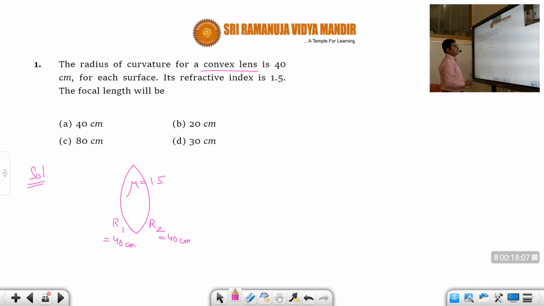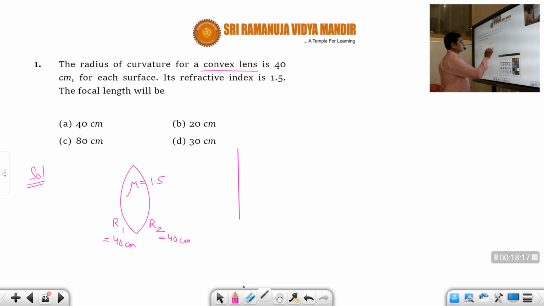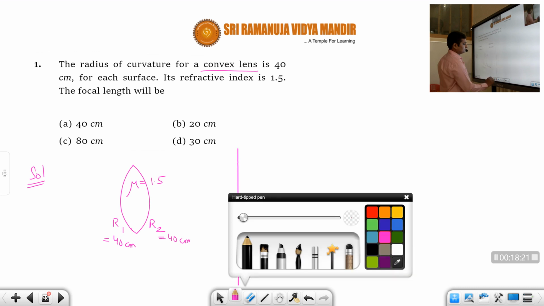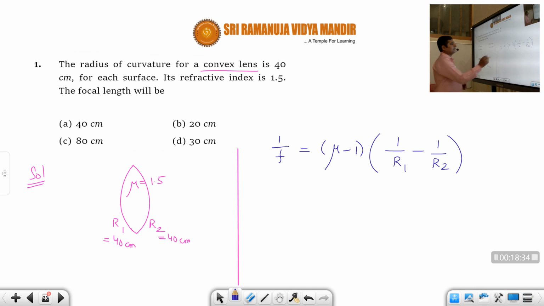Okay, students. Now what is the focal length? We know the lens maker's formula. What is the lens maker's formula, students? According to the lens maker's formula, 1 by f is equal to mu minus 1 times of 1 by R1 minus 1 by R2. Okay, students. So now we have to find the focal length. This is the unknown quantity, and the known quantity is mu. Mu they already gave as 1.5. So 1.5 minus 1 into 1 by R1.